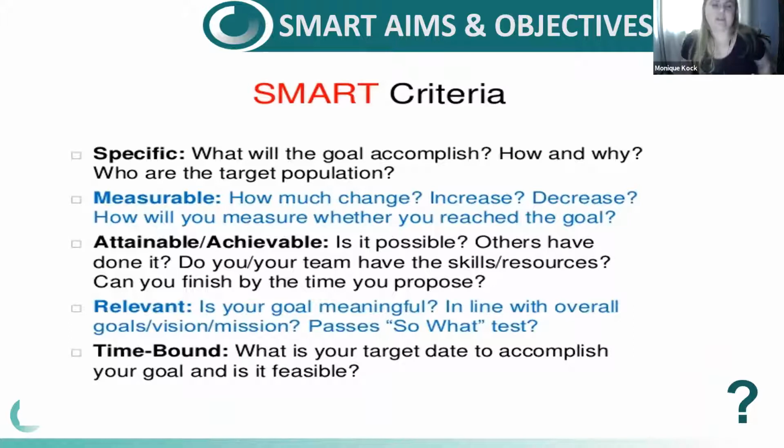So again, just to note down, specific relates to what will the goal accomplish, how will it, and why will it, and who is the target population. These are things that you need to consider. If you have a target population based, for instance, on children, you would need to think about how do I measure it? If I measure children, it means that I would need to look at the Child's Act, where I need to get assent and consent. I would also need to think about how am I going to measure this? Is there anything that would change within my participants?